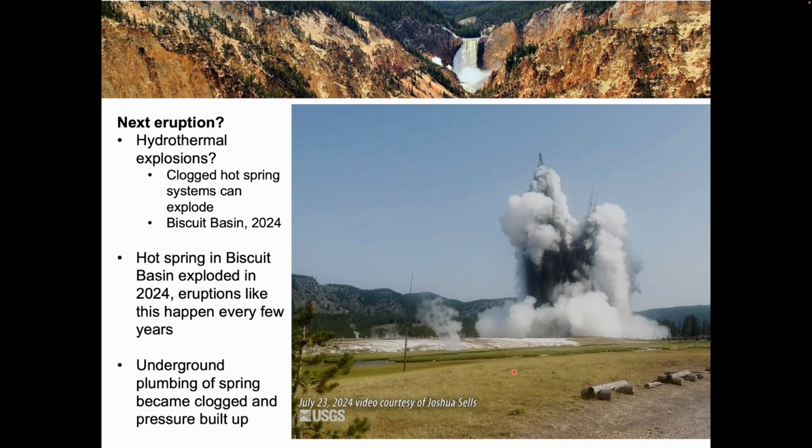On a smaller and more frequent scale, we get these hot spring eruptions. This one occurred in 2024 at Biscuit Basin. This eruption plume is several hundred feet tall. You can barely see the white dots down here, and those are people running away from this massive explosion. The underground plumbing system of hot geothermal water that's feeding the hot springs became clogged, and all of the pressure built up beneath that clog and then released all at once in this massive explosion.